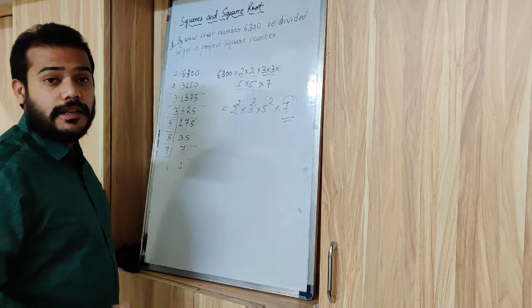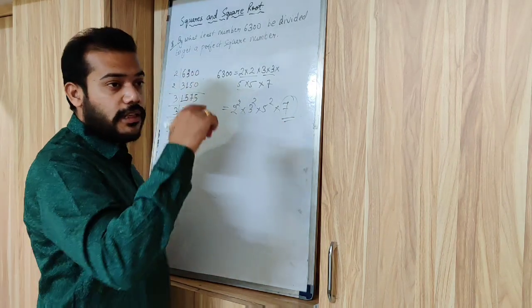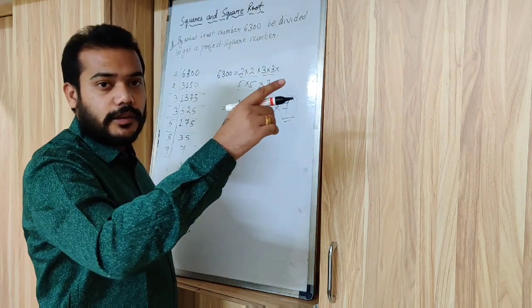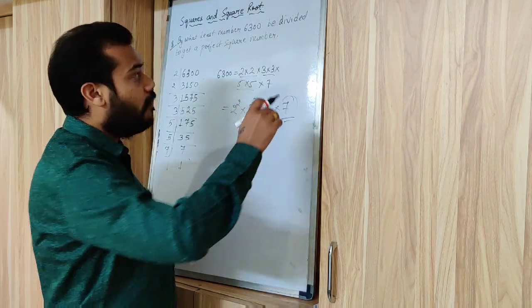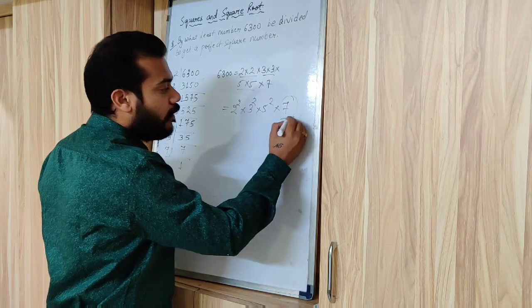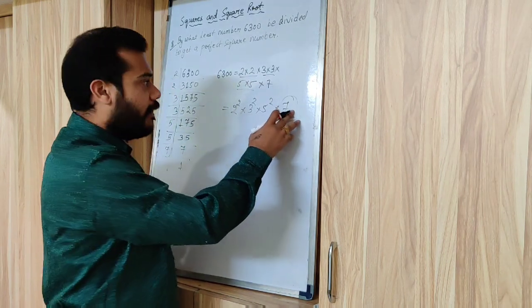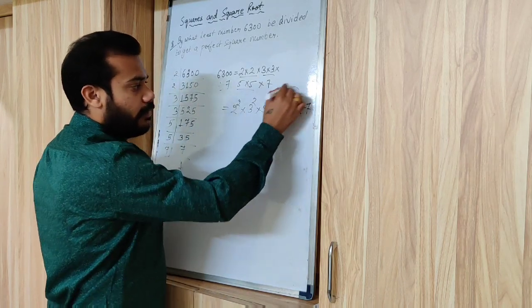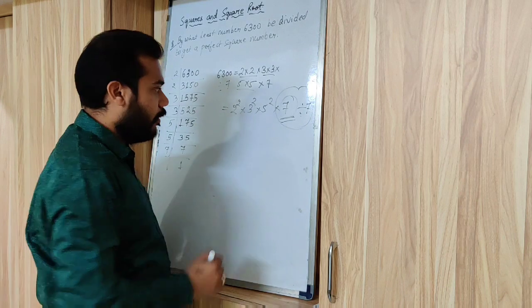Here is a single 7. So in the last question what did we do? We multiplied by one 3 to make this a perfect square. Now this is a question of division. What do we have to divide? We have to divide by 7. If I divide by 7, this will become 1.